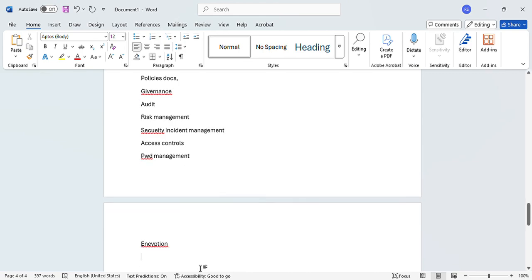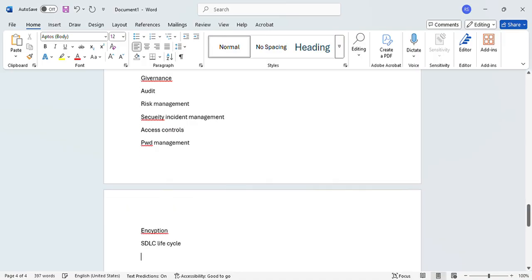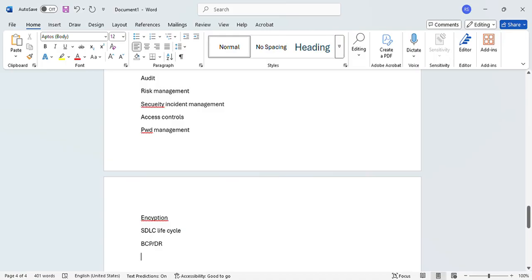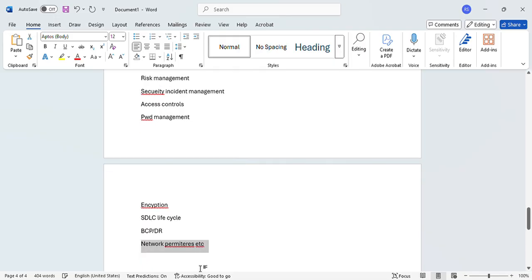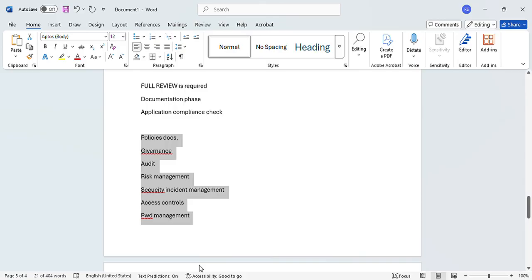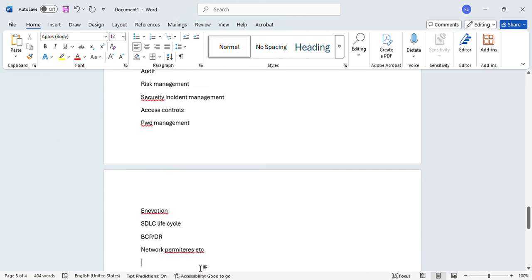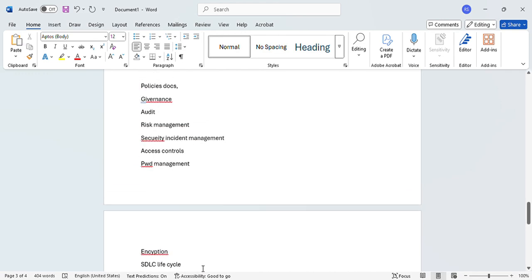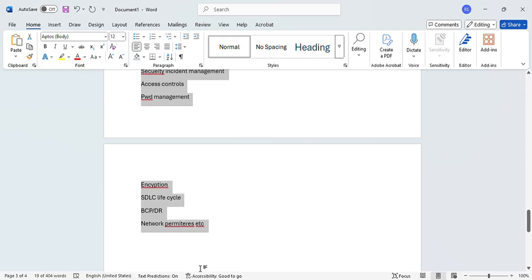Your encryption, how you are managing encryption levels. How you are managing the SDLC life cycle, how you are managing the BCP DR, and how you are managing the network parameters, etc. All these policy documents you require from the vendor. If the vendor is supposed to provide a high or medium or severe service to you, these are the policy documents. I have just given a sample of the policy documents. You may request more documents as well, depending on your internal organization's policies.